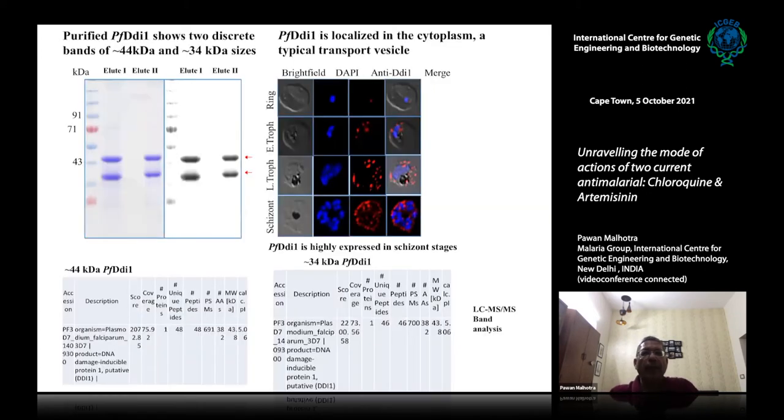So what Nova did was that he first expressed the PFDD1 protein, and we were able to express and purify it. The only problem was that we got two fragments of this. And when we did the LC-MS/MS studies for these two fragments, both belong to PFDD1, and both have the retroviral protease domain intact. And then we raised antibody to this protein, and you can see that the protein stained the parasite beautifully, and most of the staining was in the parasite cytoplasm, though we could find some staining overlapping with the nucleus. I'll come back to why it is present in both areas.